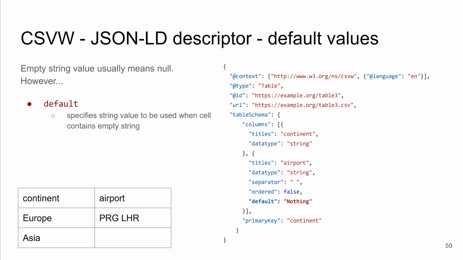When there is a missing value, you may also specify that instead of a missing value, some specific string should be used as the value of that column. In this case, and again, I don't recommend doing this because a missing value is a missing value. Why hide it? But if you feel the need, you can do it by specifying the default value in the column description in the descriptor.